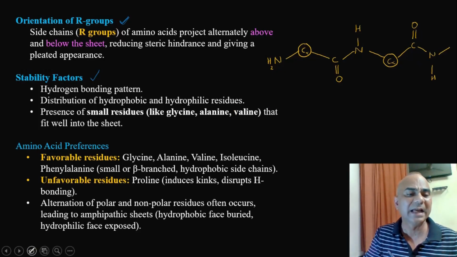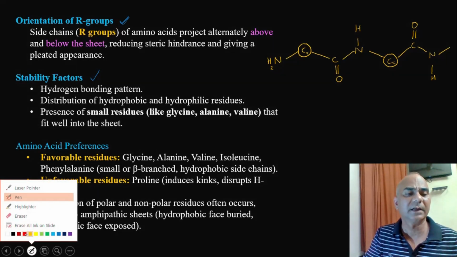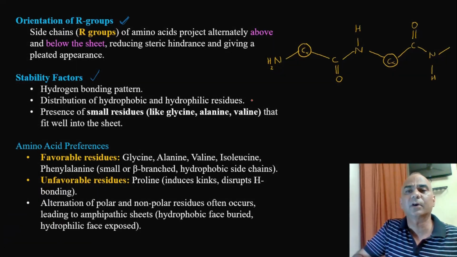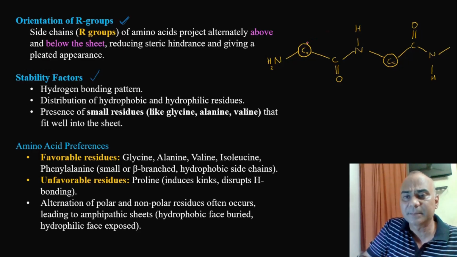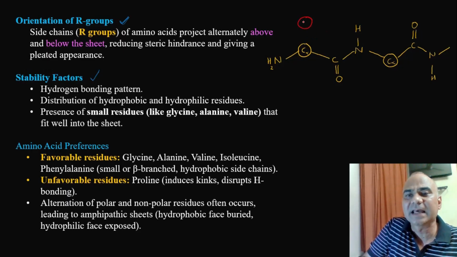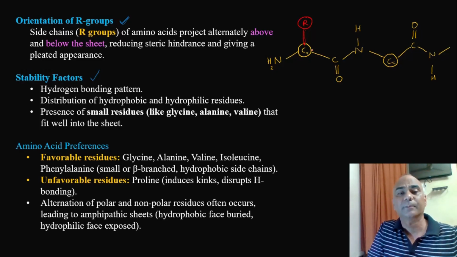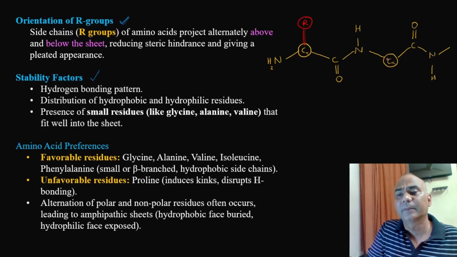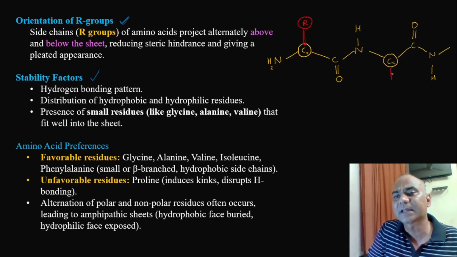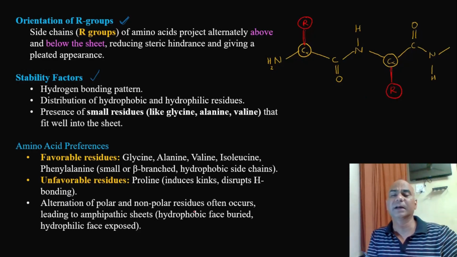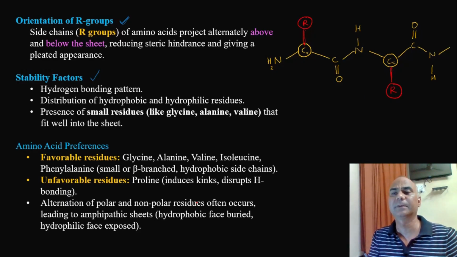But here I am talking about the orientation of the alkyl group. Just imagine this is the alkyl group. This is the alkyl group of the first amino acid, and this is projected out of the plane. This is projected out of the plane, and the alkyl group of the next amino acid is projected opposite, we can say the other side of the plane of the paper.